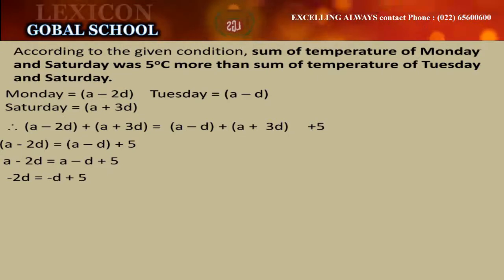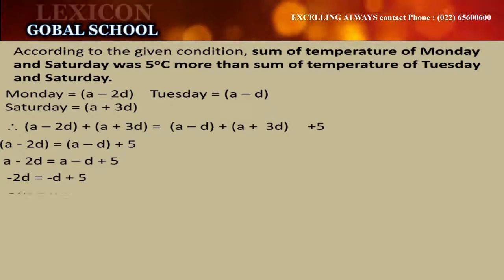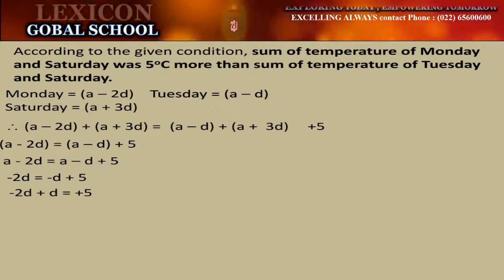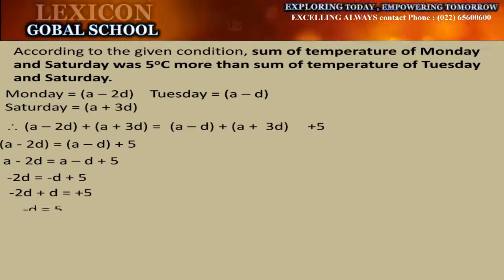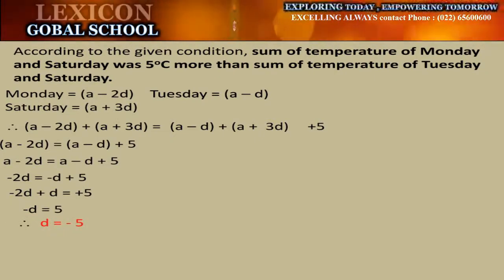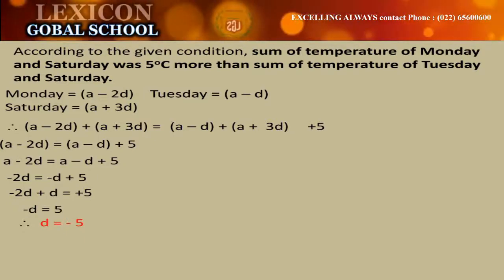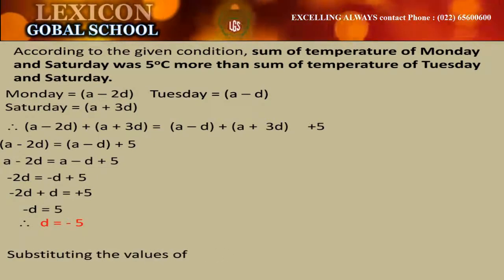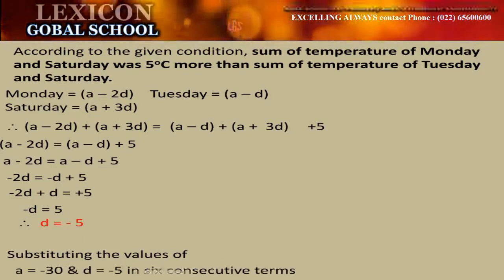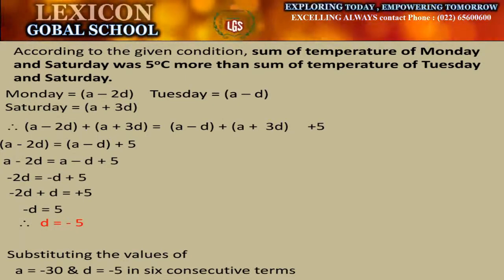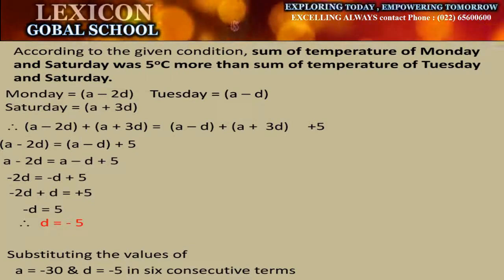Minus D, when it goes to your LHS, it becomes minus 2D plus D is equal to plus 5. Minus D is equal to 5. Therefore, D is equal to minus 5. You have got the value of A, you have got the value of D. Substitute both the values, that means A is equal to minus 30 and D is equal to minus 5, in the 6 consecutive terms.